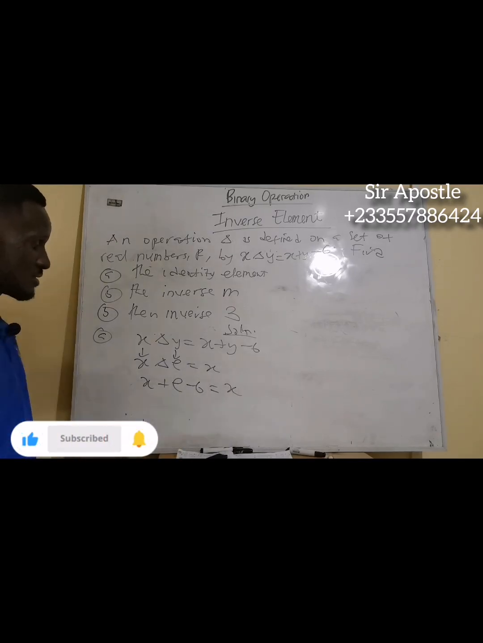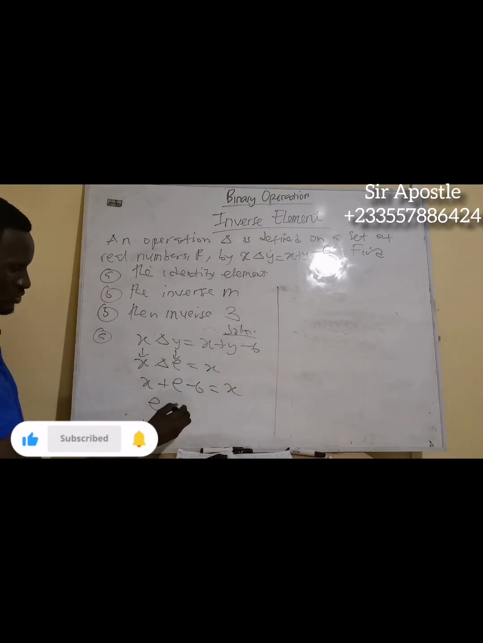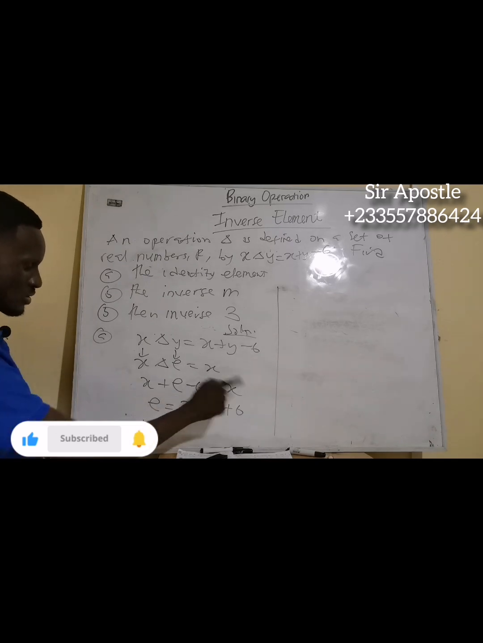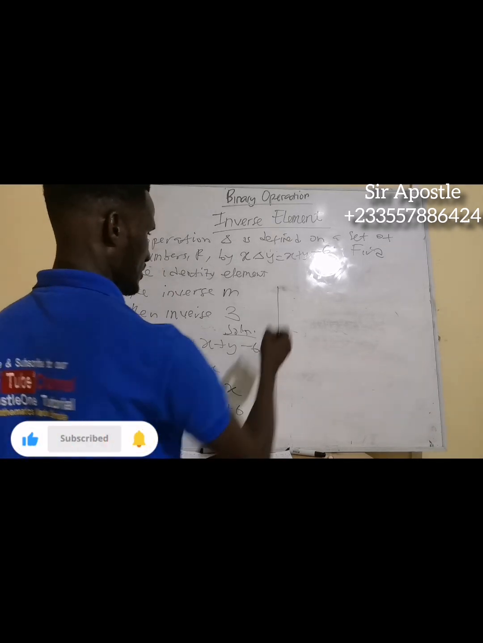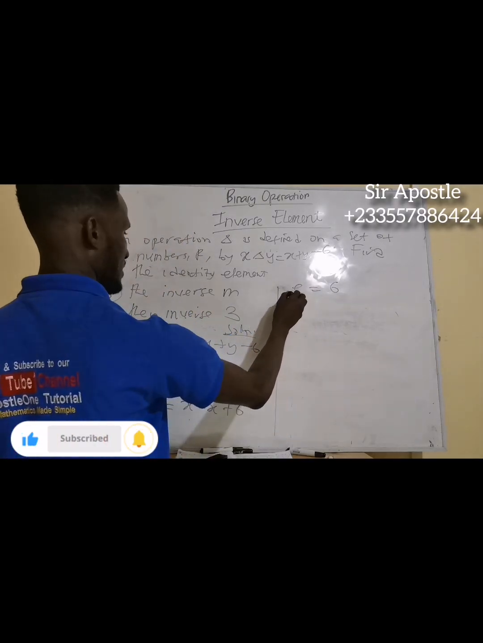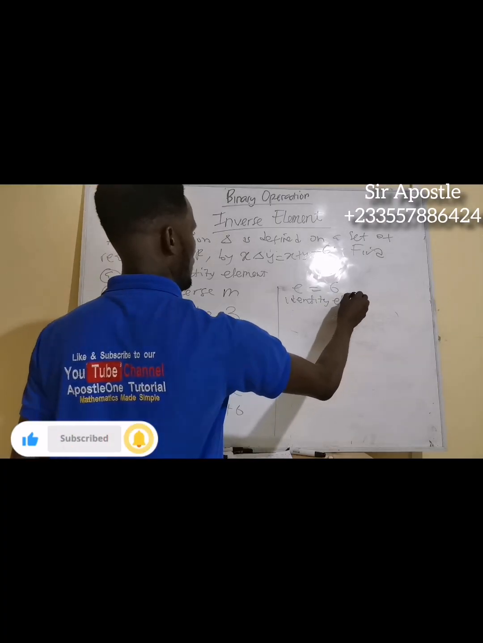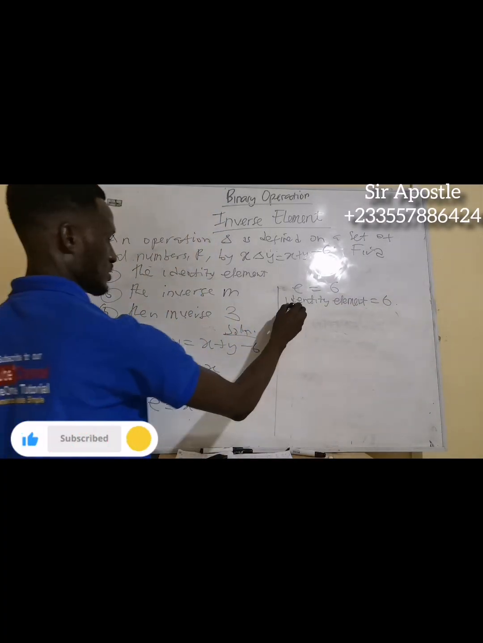Now let's solve for e. It means e will be equal to x minus x plus 6. This one will go, this one will go. So our e is equal to 6. Therefore the identity element is equal to 6.